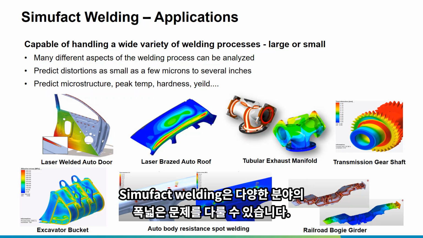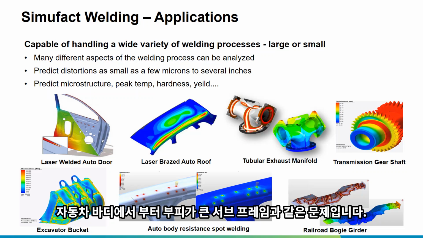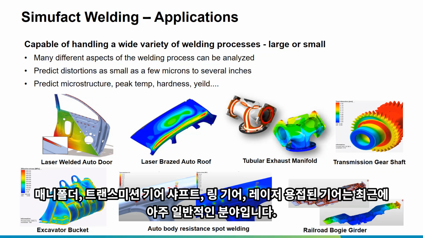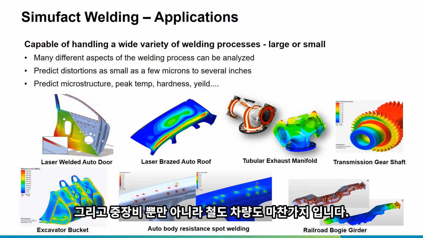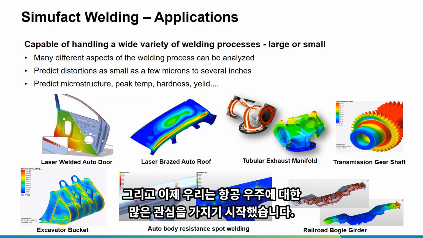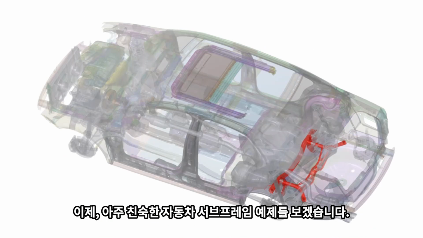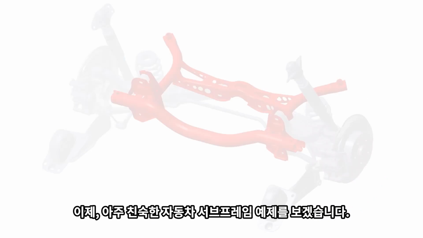And we've seen that Simufact Welding is able to handle very well a large range of different applications, from automotive body to more bulky parts, things like subframes, which we'll take a look at a little bit later, manifolds, transmission gear shafts, ring gears, laser welded ring gears, very popular application lately, or even heavy equipment, as well as rail cars. And now we're starting to see more and more a lot of interest in aerospace. Now let's take a look at a more familiar example, an automotive subframe.